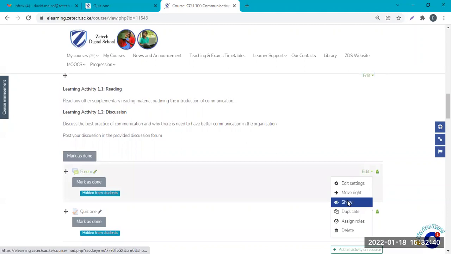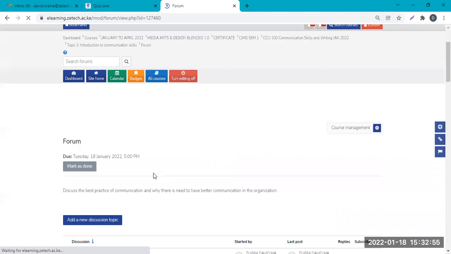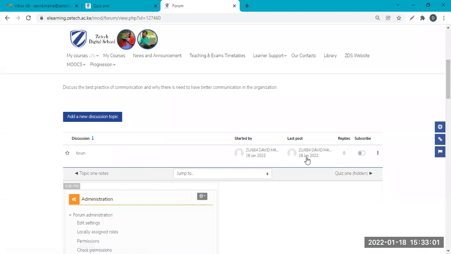I've already opened the forum for you. Now, this is how you are going to do it. Once you click on the forum, let's see where it will take us. My machine is very slow. The internet is down. Once you click on the forum, you come here. You click on the last post. Once you click on the last post, you go to reply.